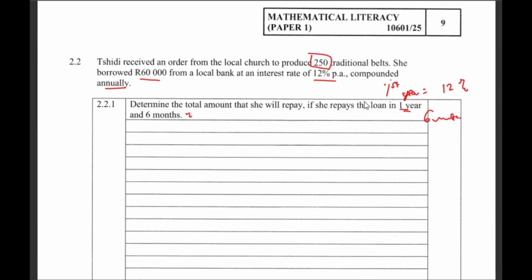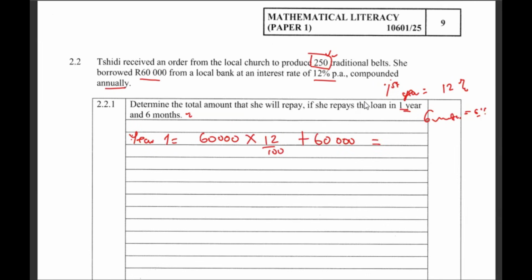Should we change it to just 6%? Half of that? No problem. No stress. Okay, determine how much she will pay. So year one is going to be the 60,000, because that's what she borrowed. The 250 is not of relevance. So we're multiplying this by 12 over 100 plus the 60,000. So this multiplication will represent the amount of interest that's going to be accumulated.